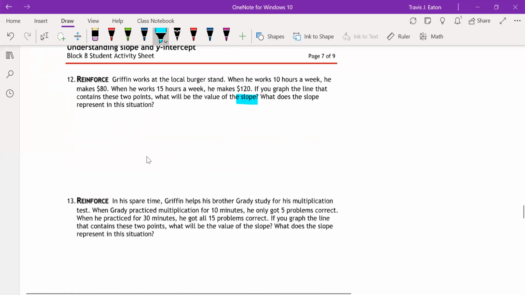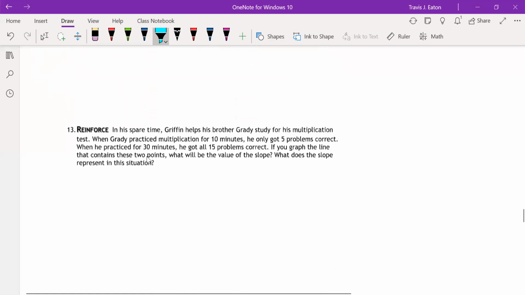All right. And then there's more with question 13, more stuff about Griffin helping his brother study for multiplication for 10 minutes. Anyway, so I'm going to let you finish the rest of this on your own.